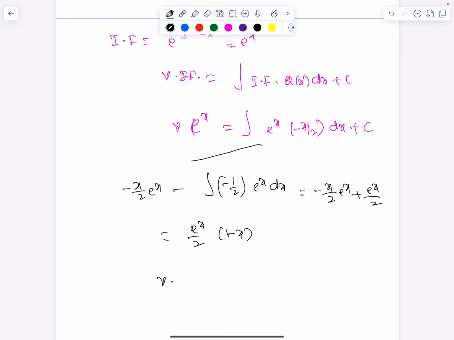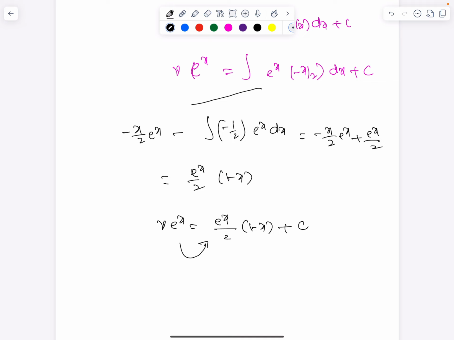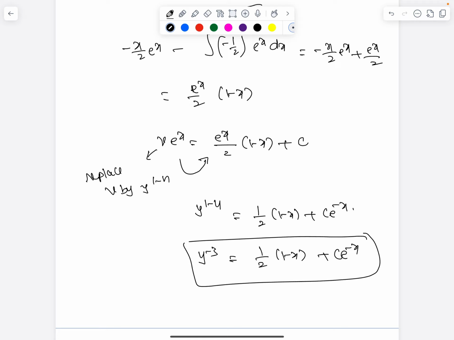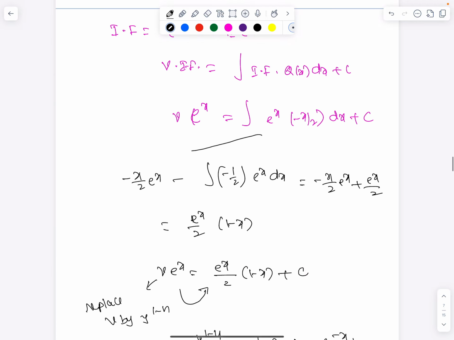If you substitute v, e power x times v is equal to e power x by 2 into (1 minus x) plus c, and further if you bring this to the right hand side and replace v by y power 1 minus n, that is n is equal to 4, 1 minus 4, which is equal to 1 by 2 into (1 minus x) plus c e power minus x. Further you can say that y power minus 3 is equal to 1 by 2 into (1 minus x) plus c e power minus x. But we have some more information, that is the initial value problem.